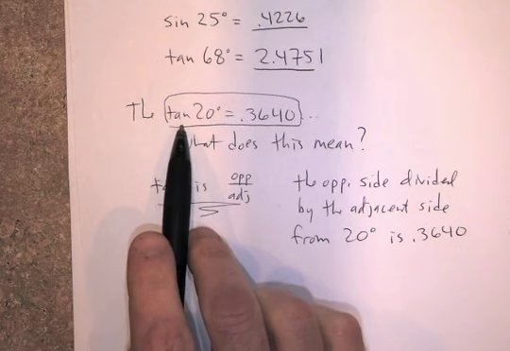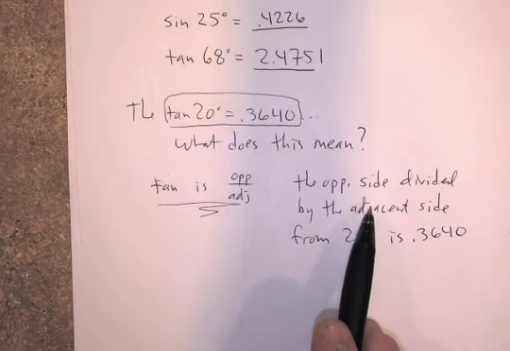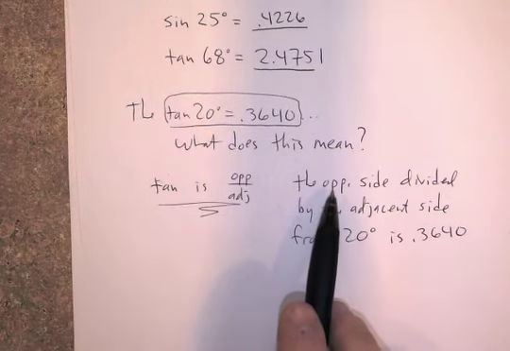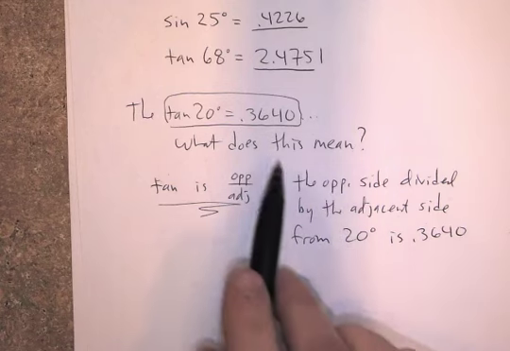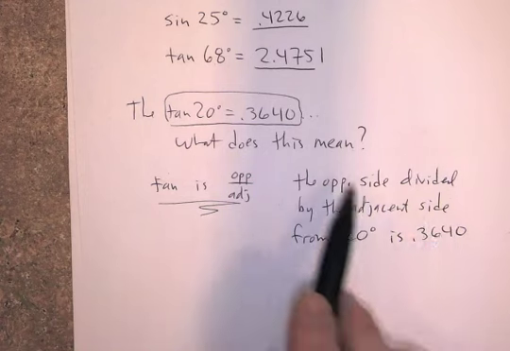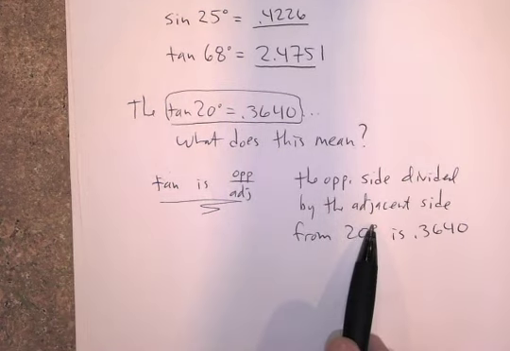If it was sine, remember sine is opposite divided by the hypotenuse. So just say something like that, the opposite side divided by the adjacent side. I mean, you should say from 20, because we're specifically talking about 20 degrees. That's how you put this into words, okay?